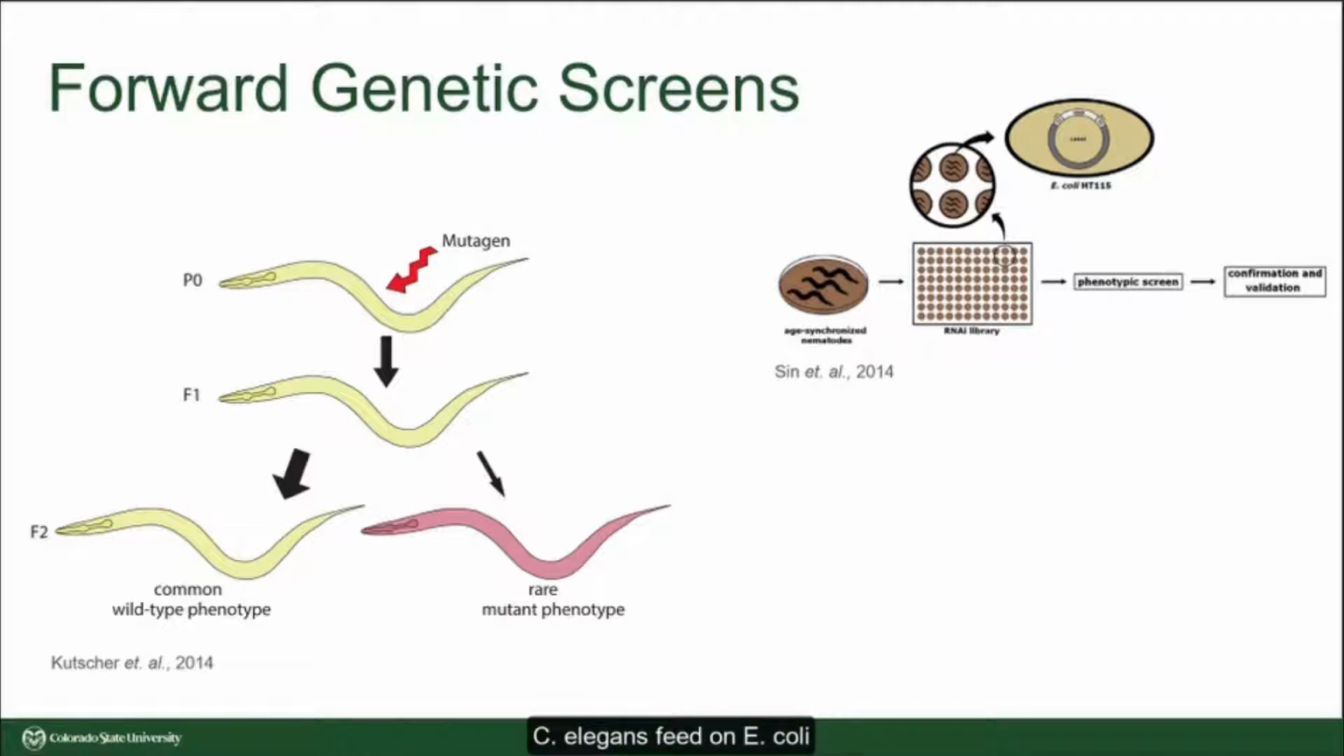And so C. elegans, they feed on E. coli. So you can imagine it's pretty easy. All we have to do is engineer E. coli to express our double-stranded RNA. Once the worms eat them, it gets incorporated into their system. Now we have gene silencing. So if we have some type of RNAi library here, we can put the worms on them, do a bunch of phenotypic screens, and then potentially confirm and validate the candidates.